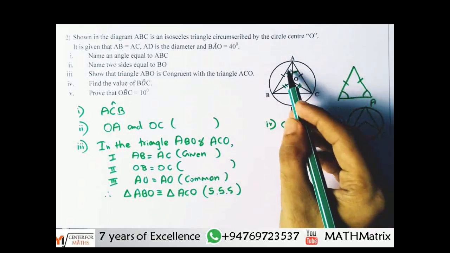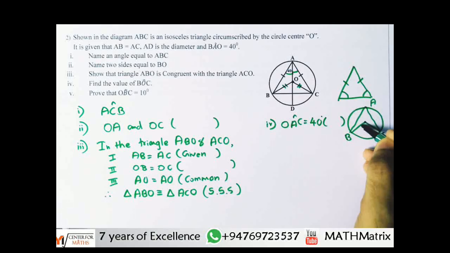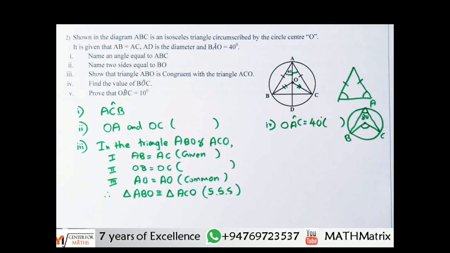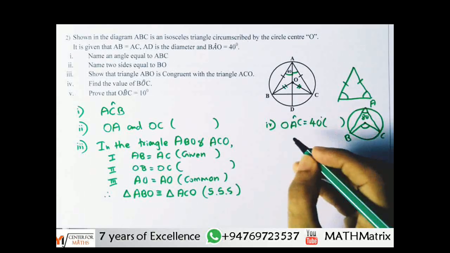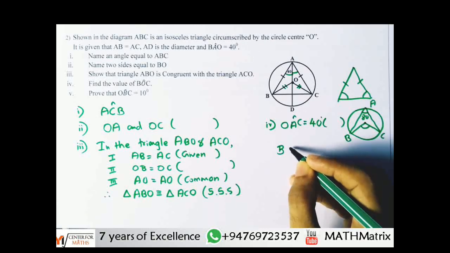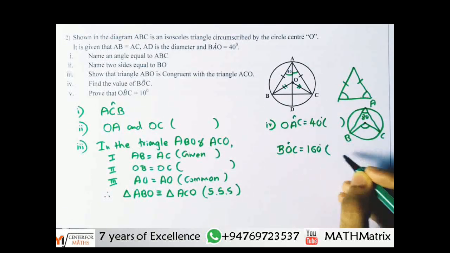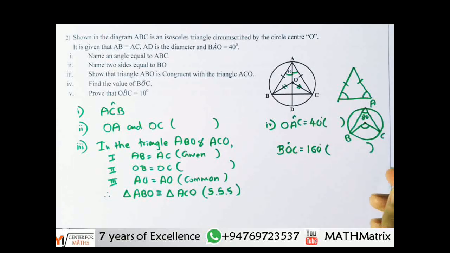Fine. Now 40 plus 40 is 80. Can we now find the value of BOC? Here the magnitude of this angle is 80. So how much is BOC? Yes, it's 160. Why? What's the reason? There is a small theorem. BOC equals 160. The reason is, the angle subtended at the center of a circle is twice the angle subtended on the remaining side.